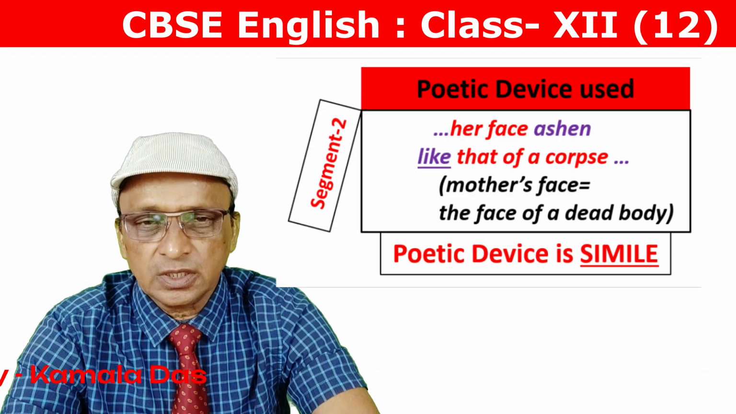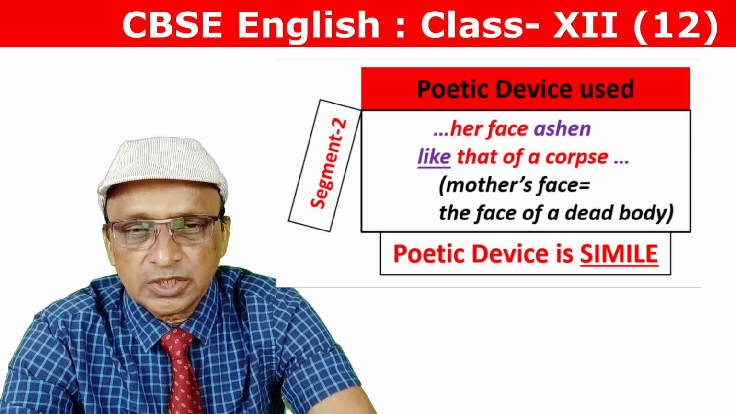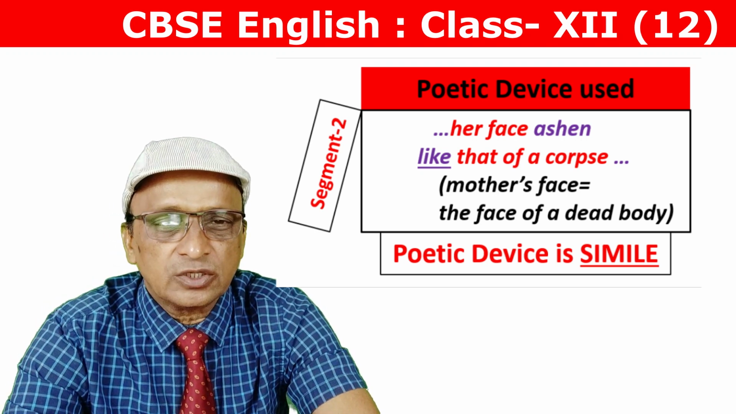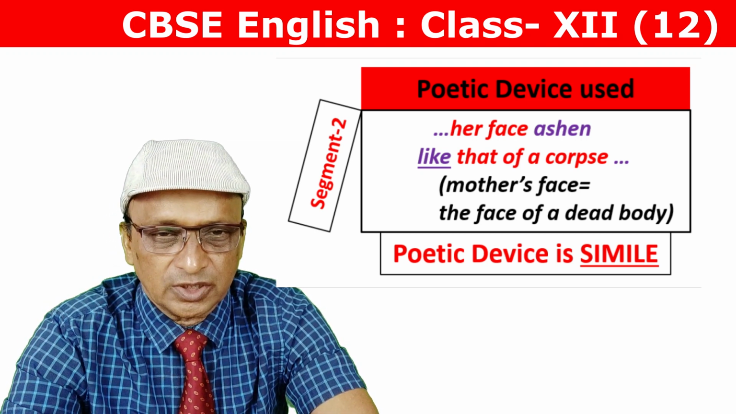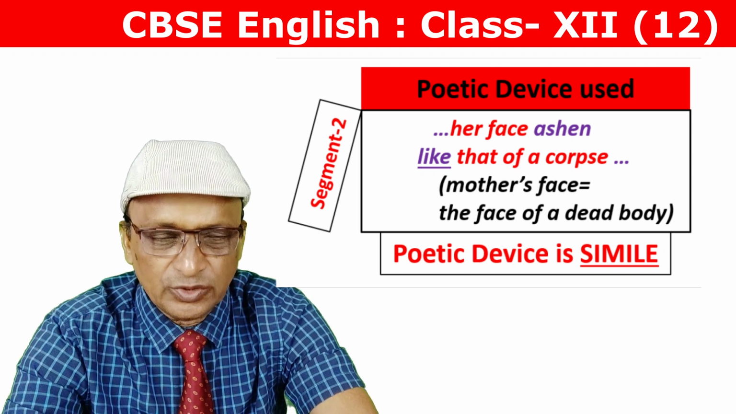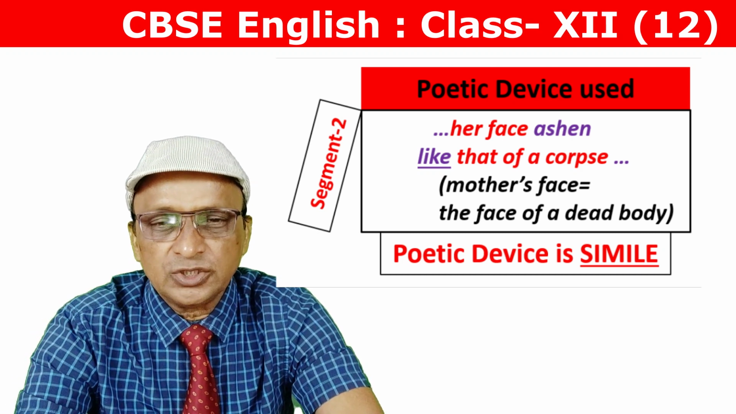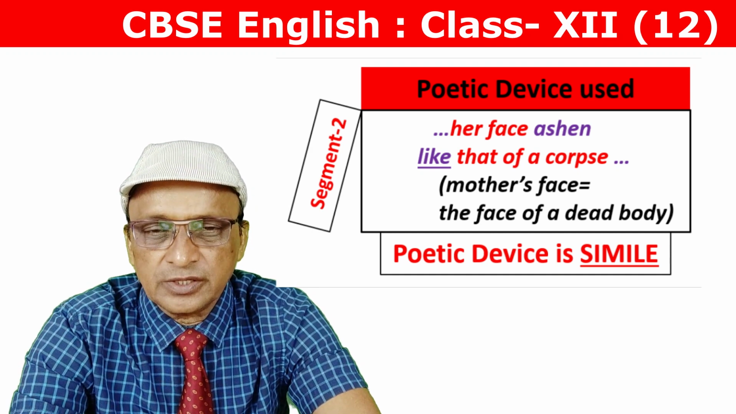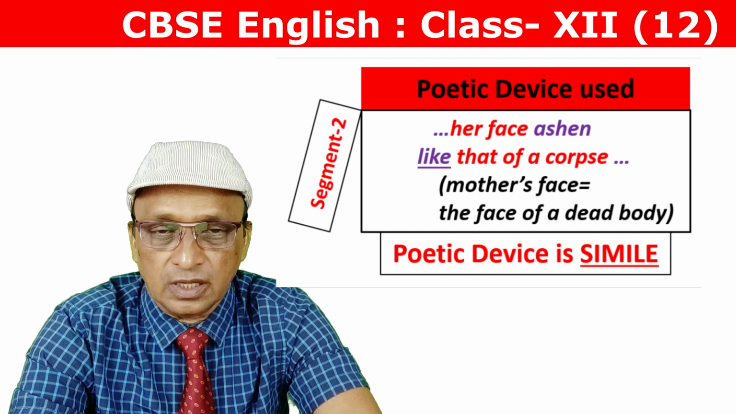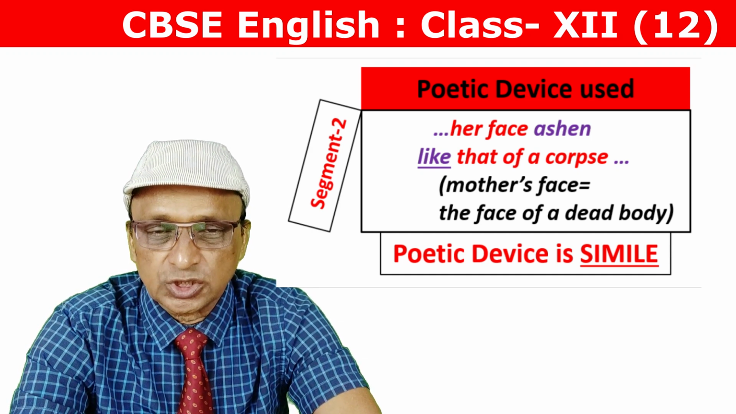What is a poetic device? Here, face of the mother is compared with the face of the dead body. Mother's face is equal to the face of a dead body. This is a good comparison established, and this comparison in literature is known as simile. In these four lines we find there is a simile.